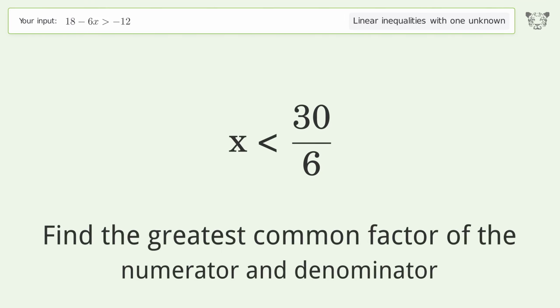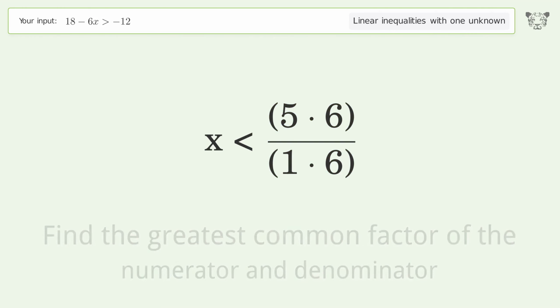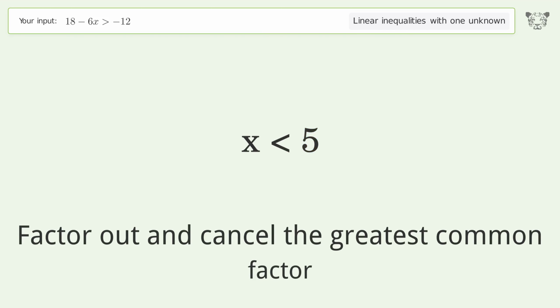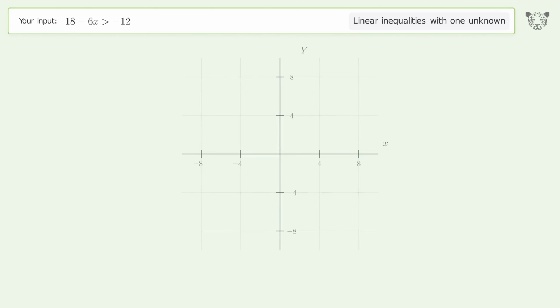Find the greatest common factor of the numerator and denominator. Factor out and cancel the greatest common factor. Plot the solution on a coordinate grid. And so the final result is x smaller than 5.